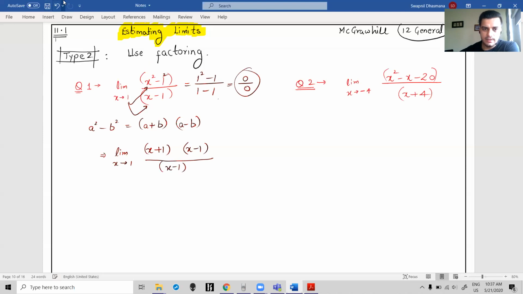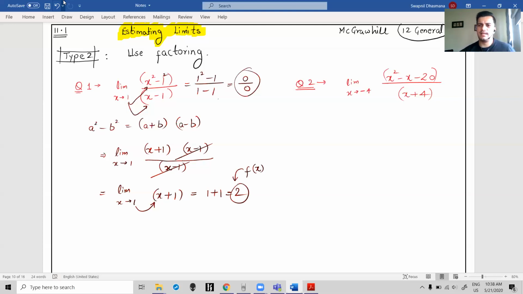As you can see, the numerator and the denominator have something in common, so I can cancel that out. That leaves me with limit x tends to 1 of x plus 1. Now, unlike the first time, if I put the value 1 here, I get 1 plus 1, which is 2, the correct answer. Let me circle it. That's the value of the function when x approaches 1.